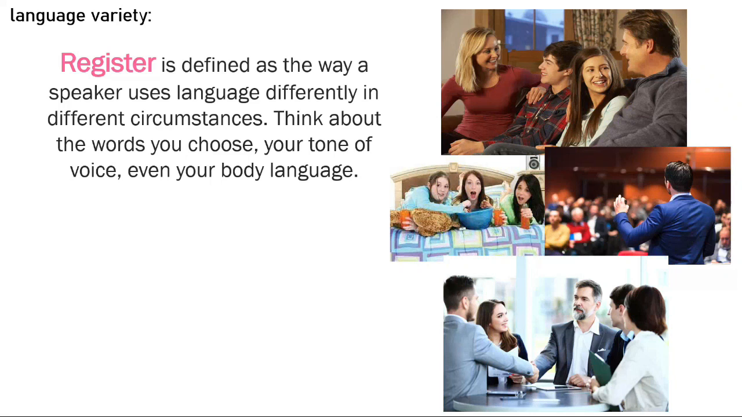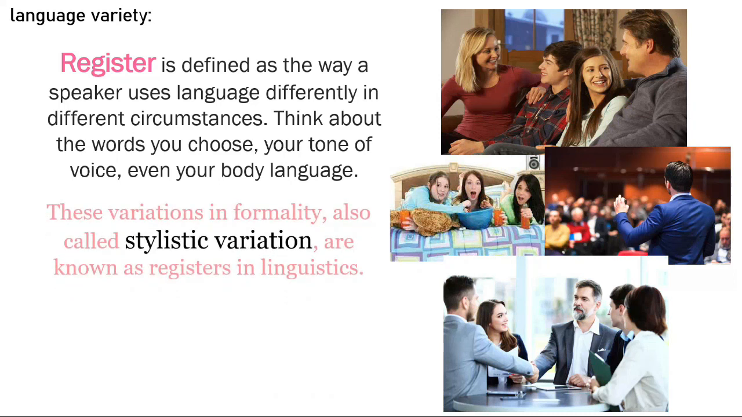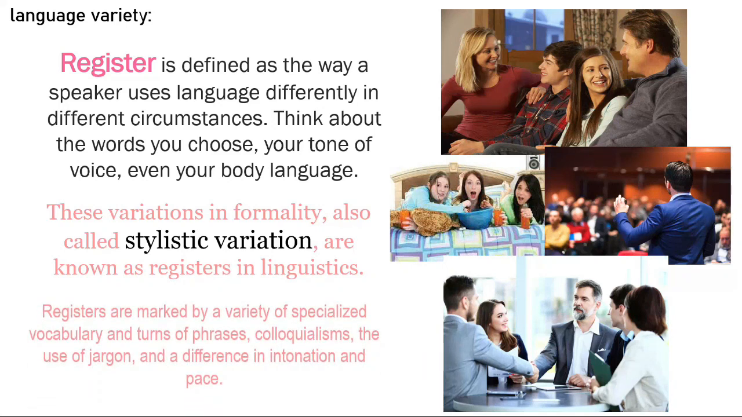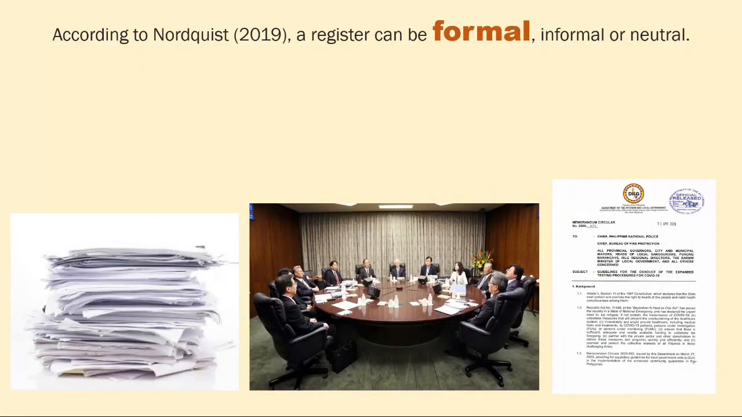So your language varies according to the people that you are with, according to the circumstances that you are in. These variations in formality, also called stylistic variation, are known as registers in linguistics. Registers are marked by a variety of specialized vocabulary and turns of phrases, colloquialisms, the use of jargon, and a difference in intonation and pace. Now, register has degrees, no? Okay. According to Nordquist, a register can be formal, informal, or neutral.